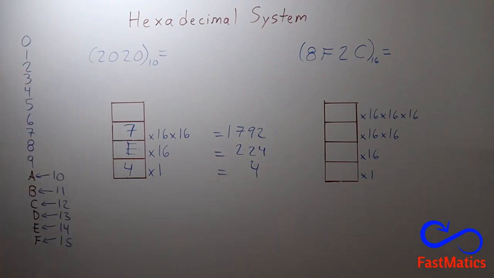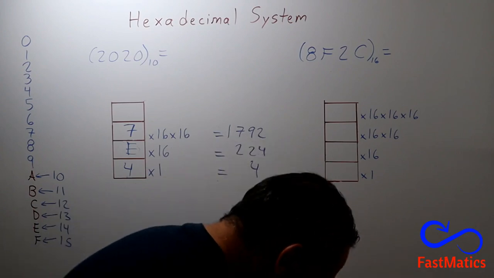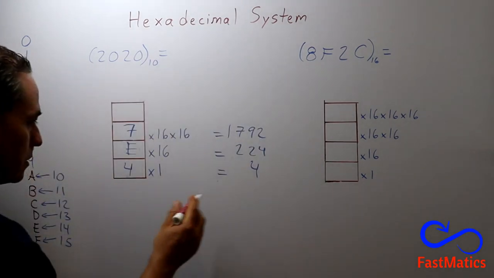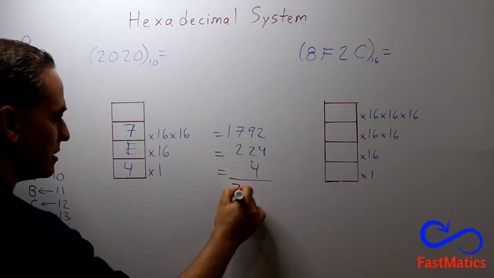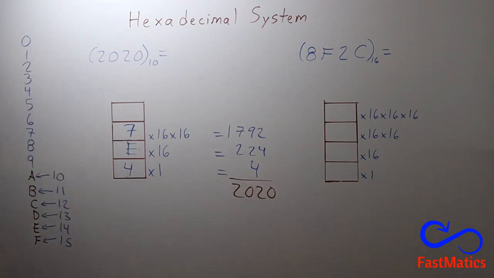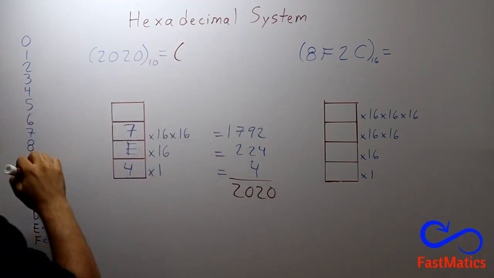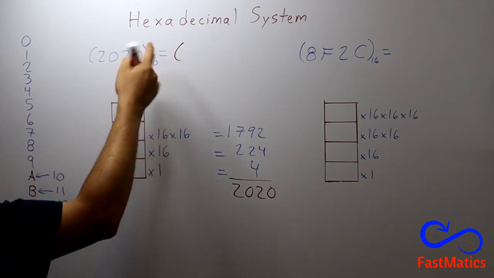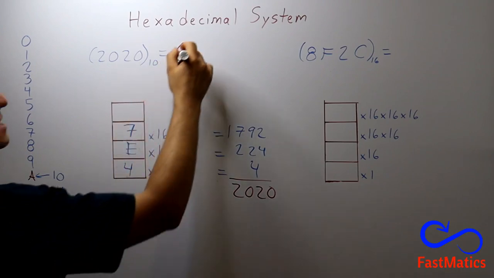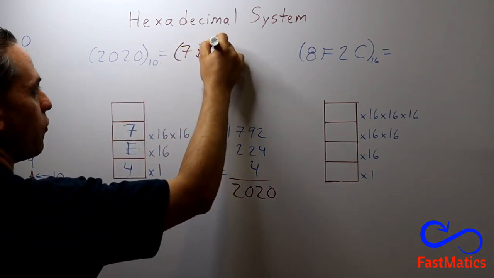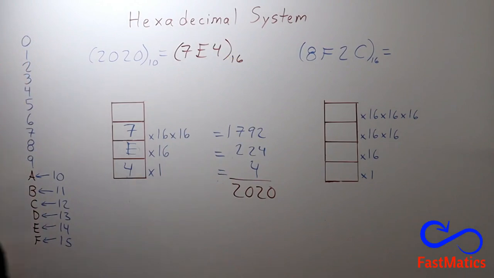We are writing here the addition that is 2020. That's fine, that's right. So the number 2020 in decimal is 7A4 in hexadecimal.